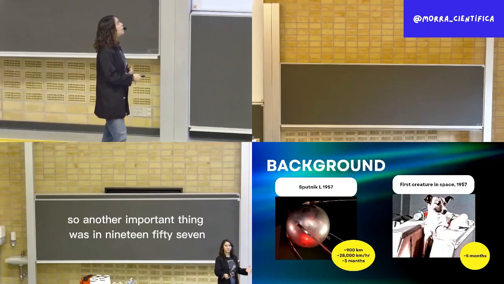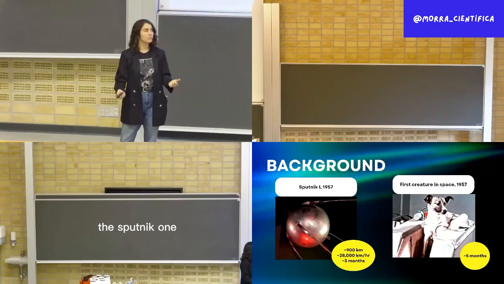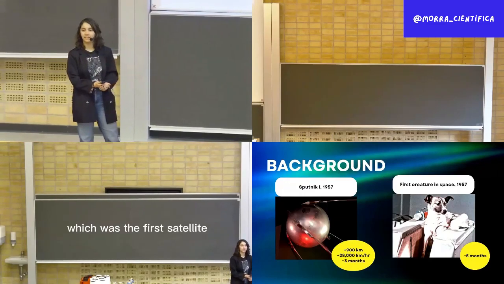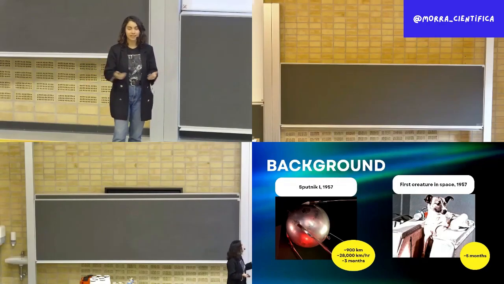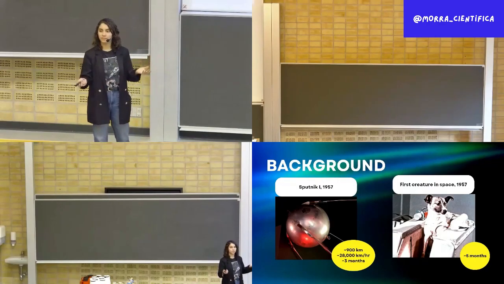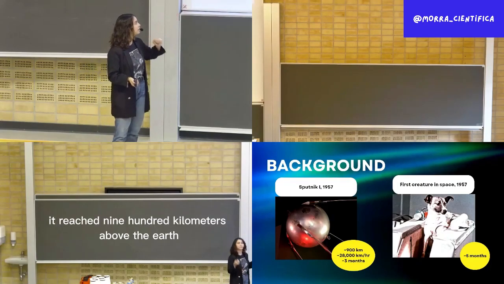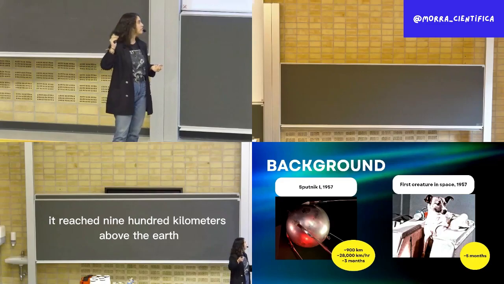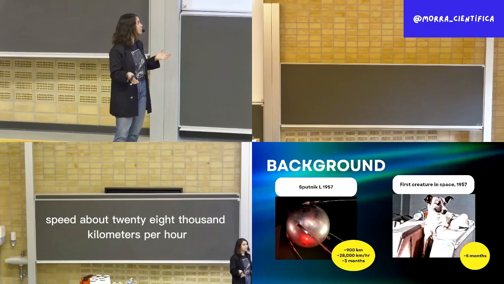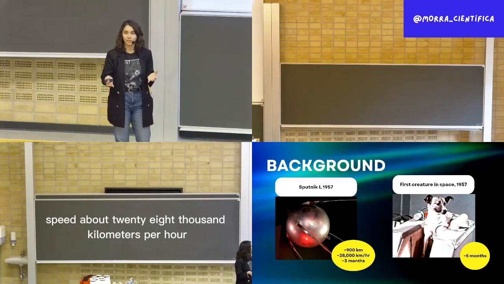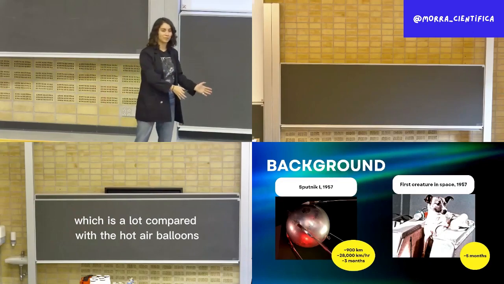Another important thing was in 1957, Sputnik 1, which was the first satellite made by a human that was sent to space. It only lasted about 3 months until it burned out. It reached 900 kilometers above the Earth, and it had a speed of about 28,000 kilometers per hour, which is a lot compared with the hot air balloons.